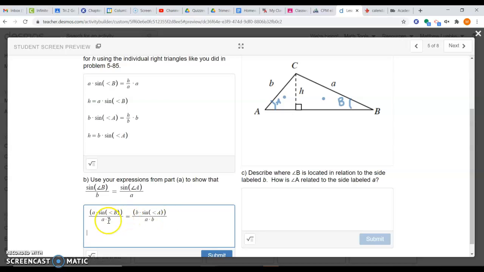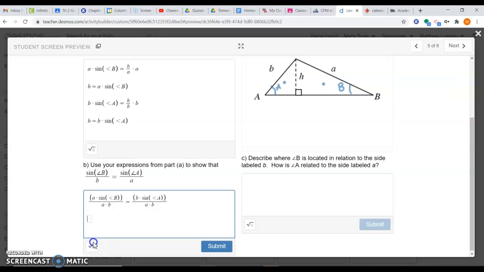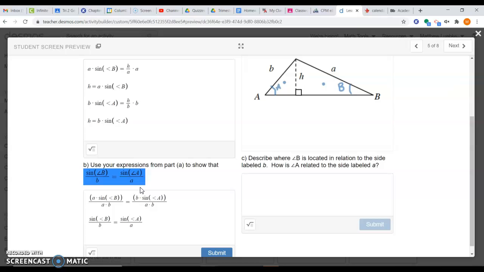Now, when I look at this, I have a on the bottom, a on top. I can cancel those out. And so I'm left with the sine of angle capital B divided by the little b, because a is canceled out. I can set that equal to, well, on this side, the b's are going to cancel out. I got a b on bottom, a b on top. They're going to cancel. And I get the sine of angle capital A divided by little a. And there's the formula. I have derived the entire formula there.